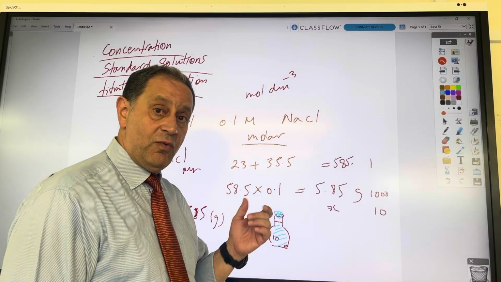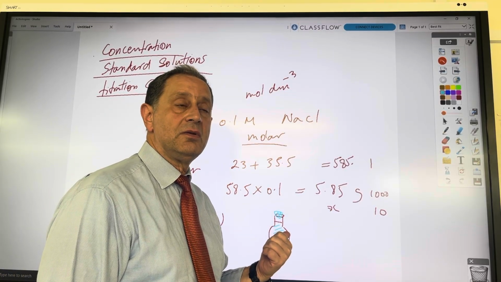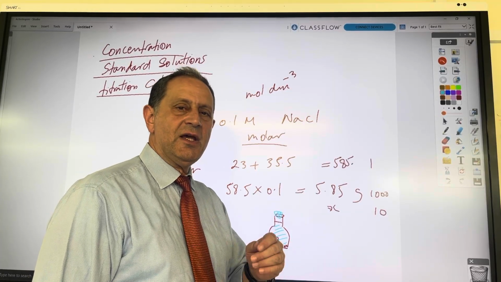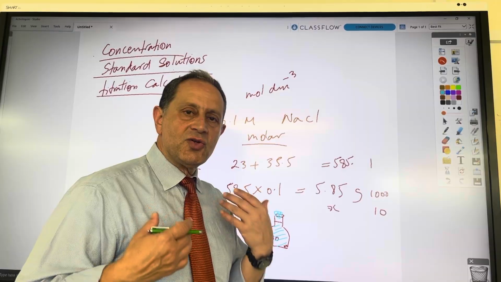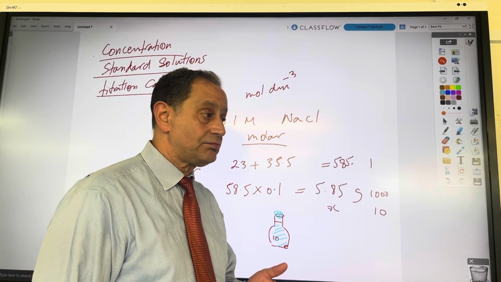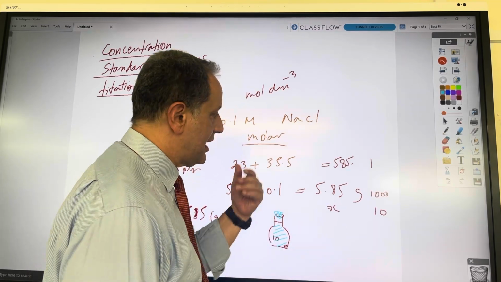The only reason you use a volumetric flask is to make standard solutions. They are not used for anything else. You don't boil things in them, you don't keep things in them. You just use them to make solutions, standard solutions that you are going to use in titrations, for example. Okay? So that is that.